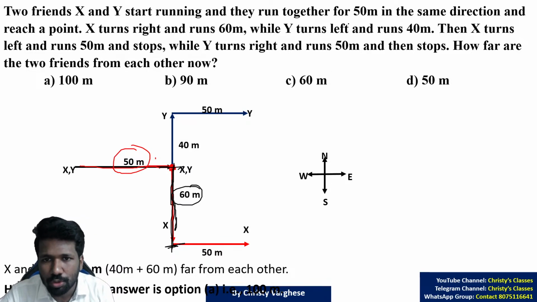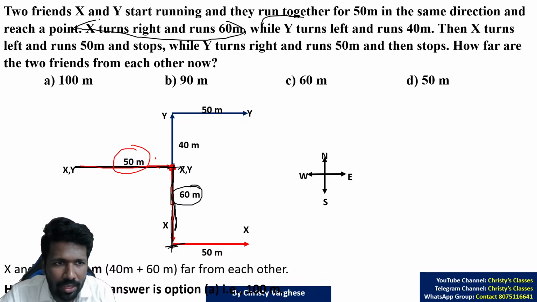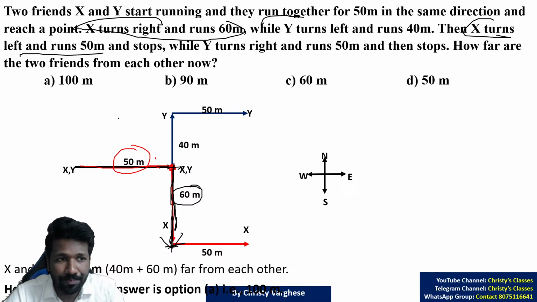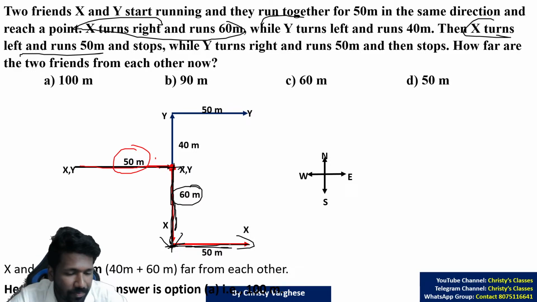Then what will X do? Forget about Y. We will only first represent X. X turns left and runs 50 meter. He is facing downward. So upward right is downward left and vice versa. So he turns left means upward right is this. So that will be that upside down left. So in this direction 50 meter he will travel like this. So this is the movement of X.